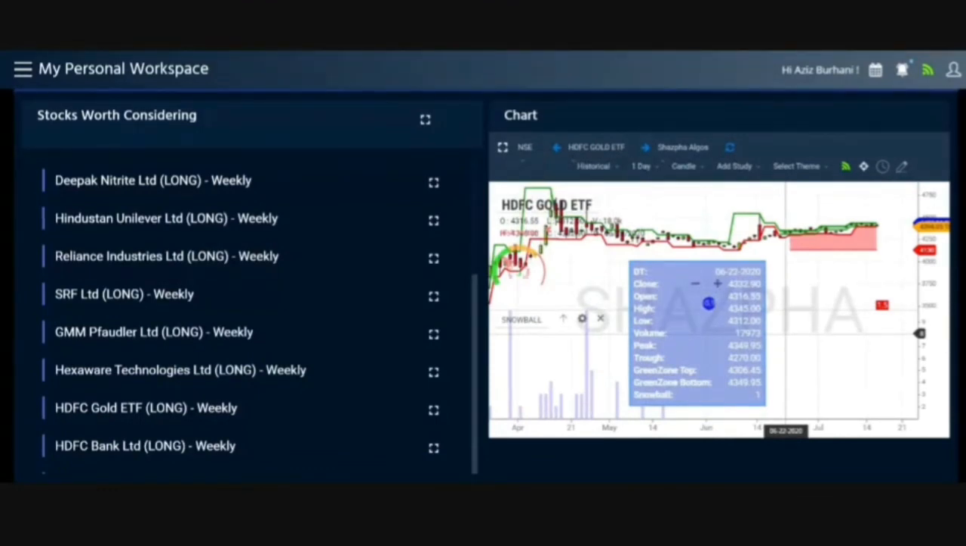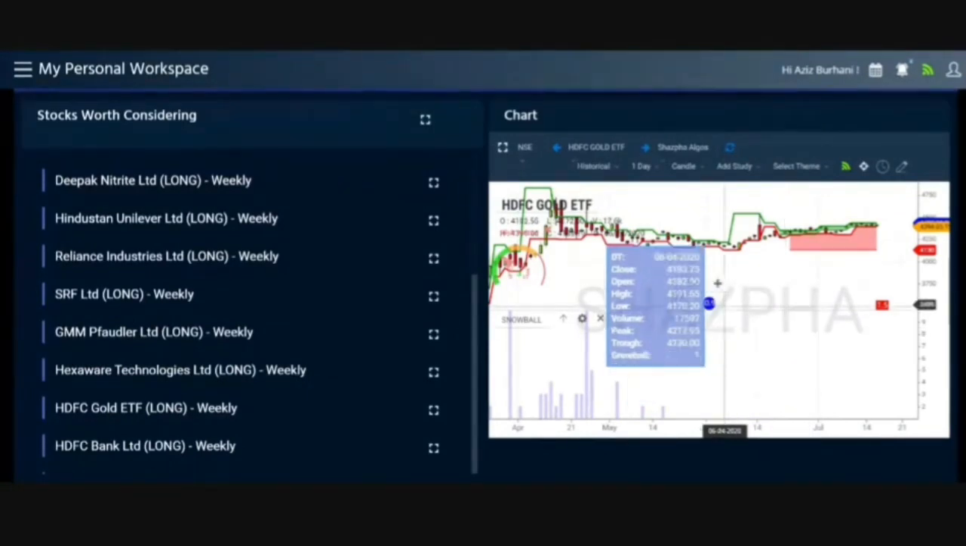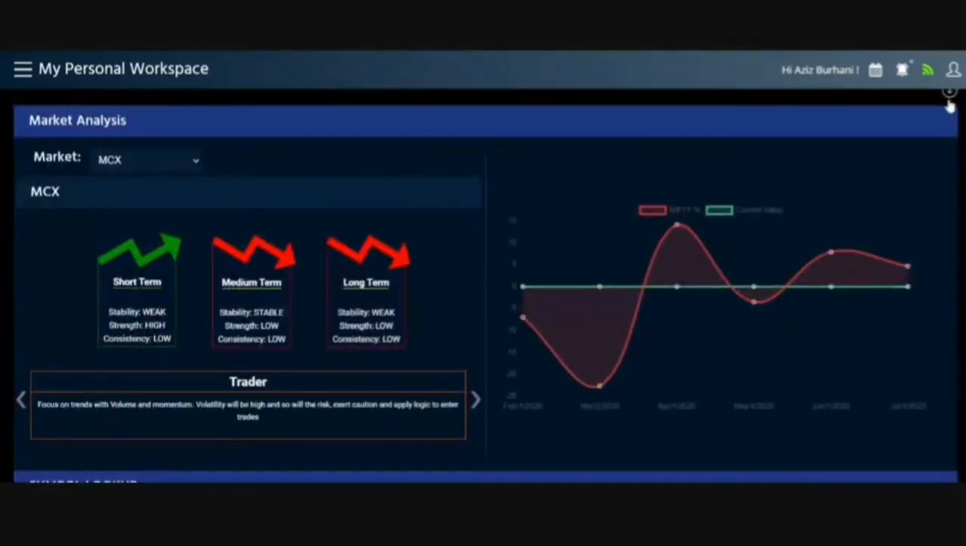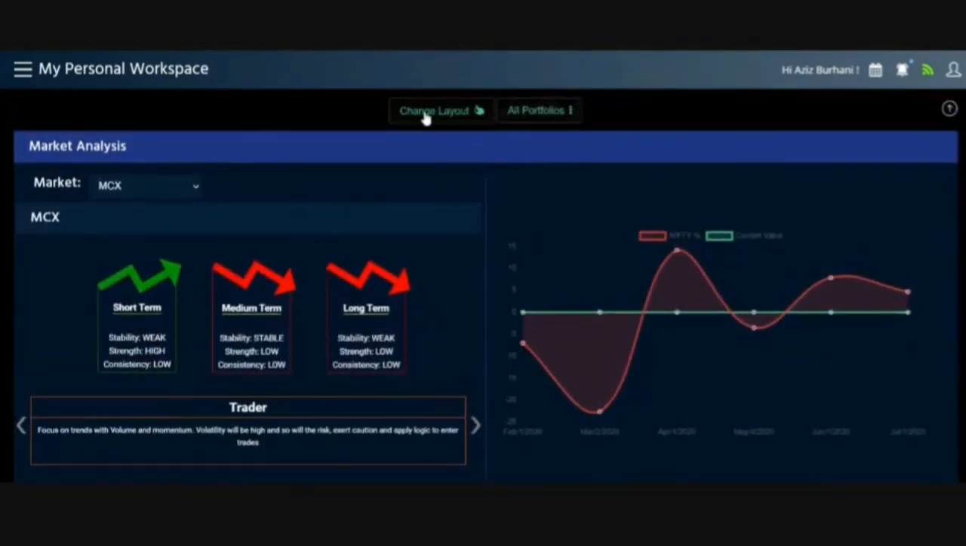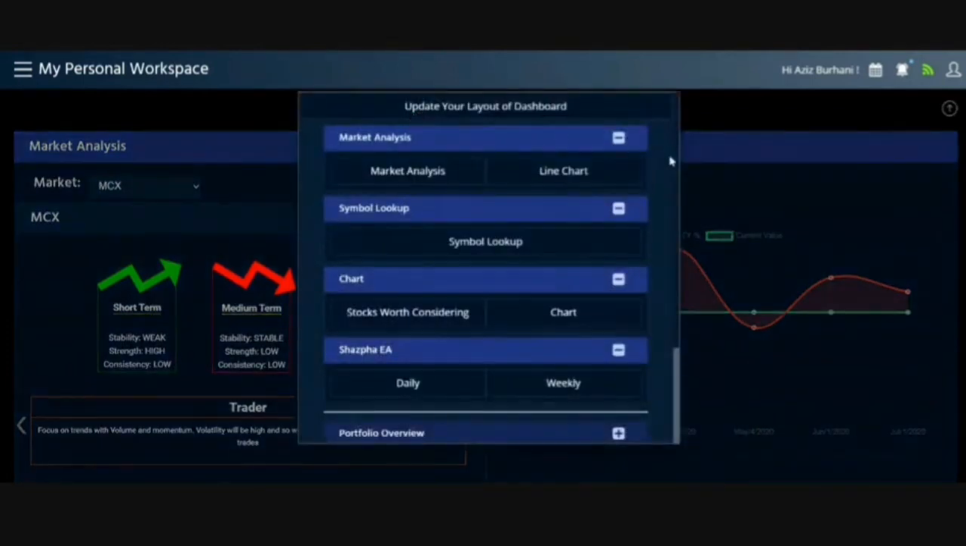Similarly with the mobile, these mini charts are there so that if you don't want to toggle between your chart and your dashboard and other things, then you can use the chart here. There is a particular arrangement. If you want to change the items and the arrangement, you have to go here to update dashboard and change layout. You will see your market analysis and line chart at the top. Then there is symbol lookup. Then there is stocks worth considering and chart. And then there is the Shasva EA.